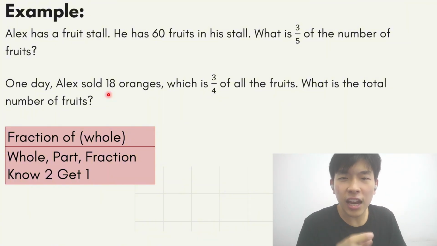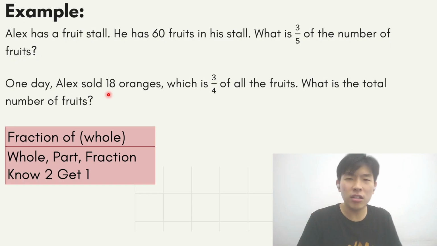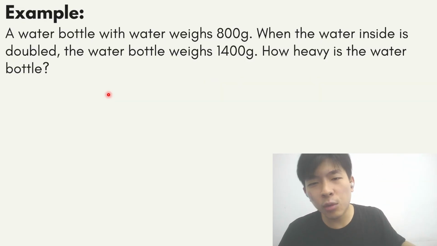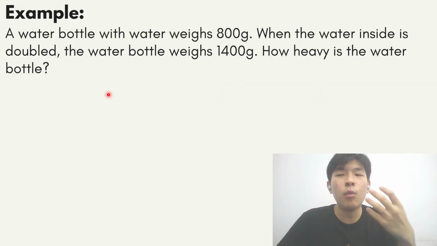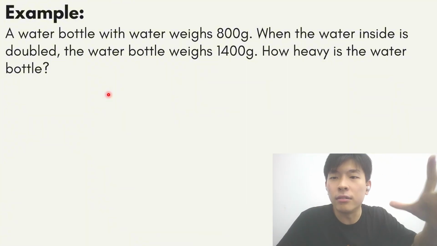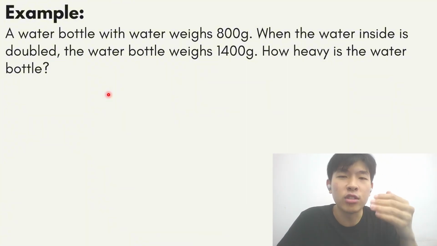Next, we're going to look at an example that is closer to our question. A water bottle with water weighs 800 grams. When the water inside is doubled, the water bottle weighs 1,400 grams.